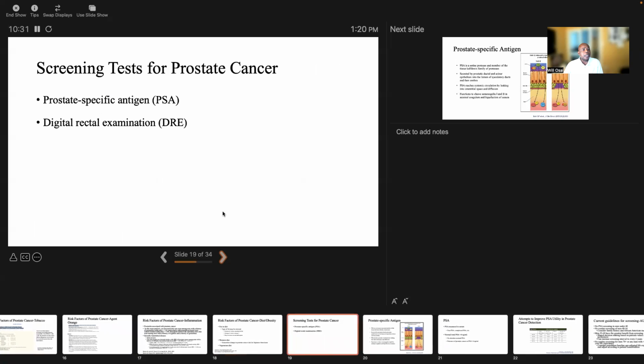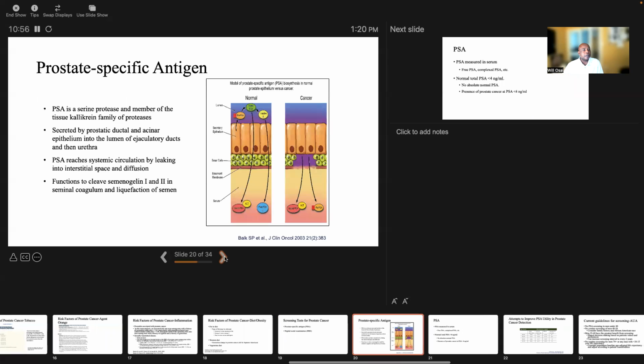So how do you detect prostate cancer? Prostate cancer is detected by screening with two activities: the prostate-specific antigen, PSA, and the digital rectal exam. The PSA is a blood test that is used to detect prostate cancer, and the digital rectal exam is an exam performed by a physician, where the physician uses his finger to feel the prostate for any abnormality.